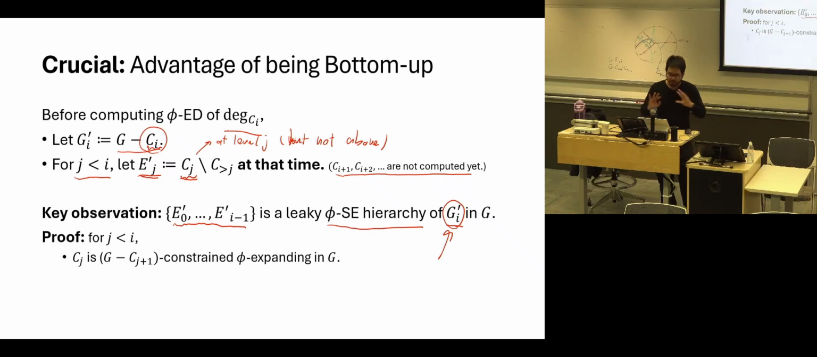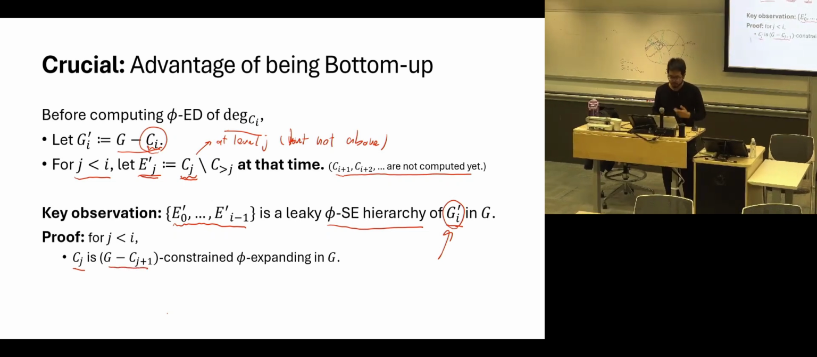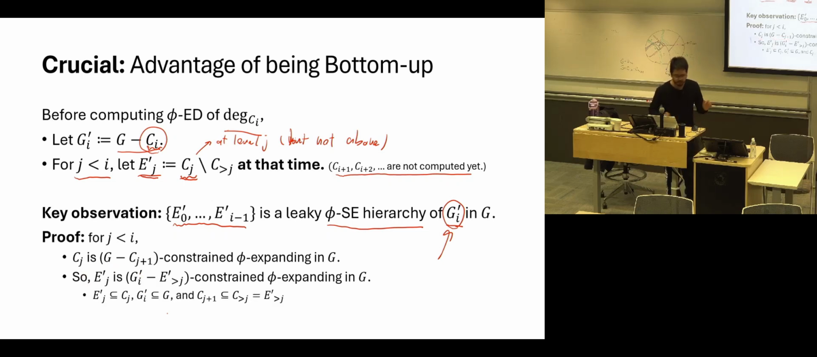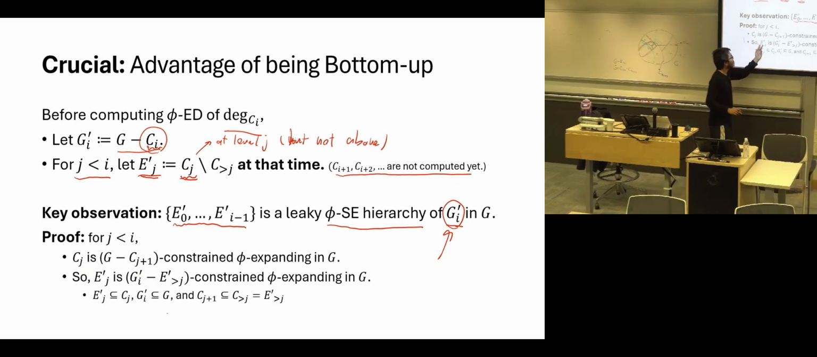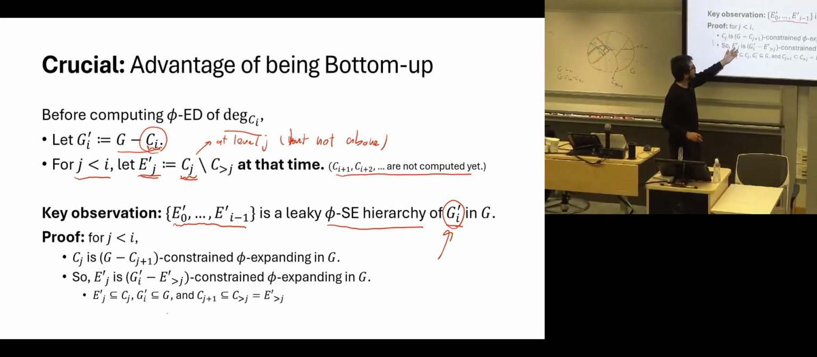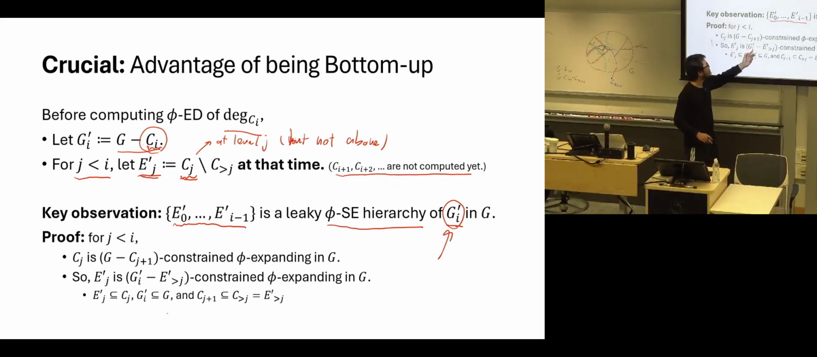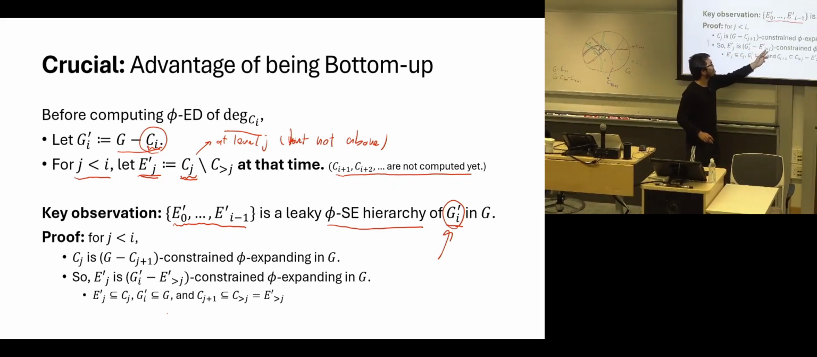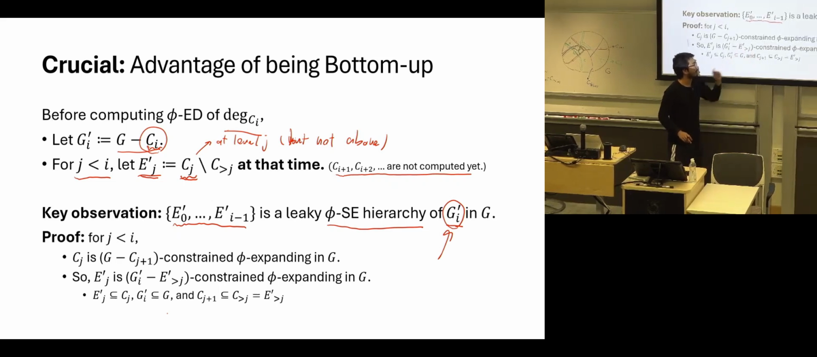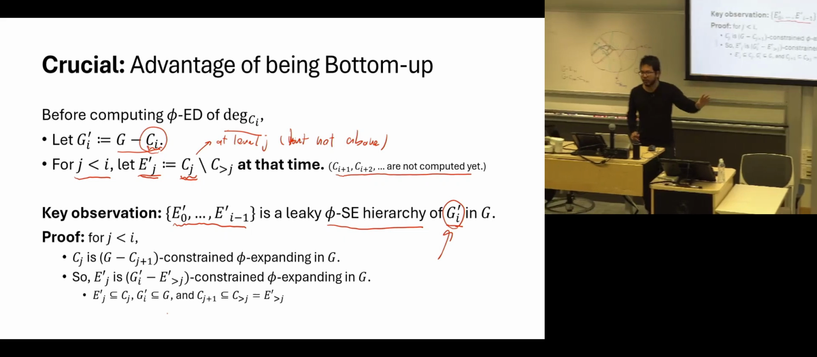From the same proof, really the same proof, we know that Cj is G minus Cj plus 1 constraint expanding in G. And then from the same proof, you get that Ej prime is Gi prime minus E prime less than j constraint expanding in G. I will not go over this, it's the same proof.